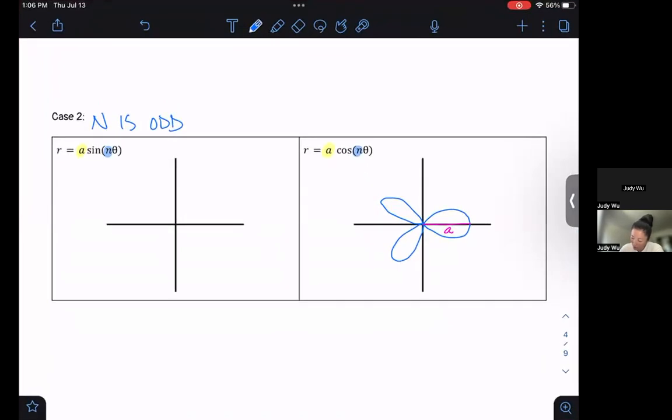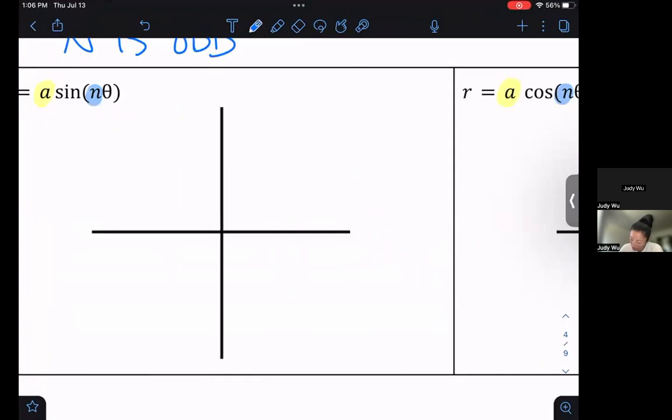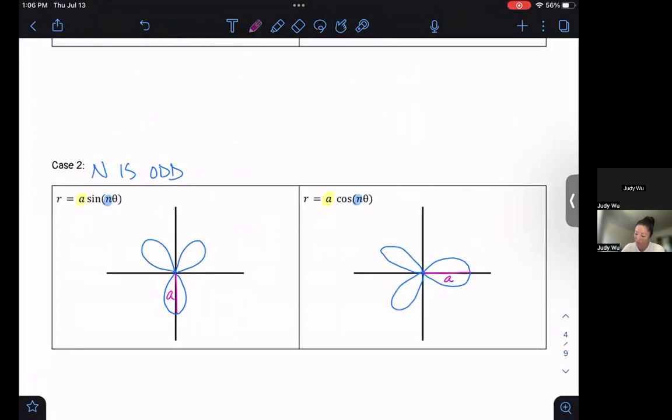So what does that mean? It means that our picture might look something like this. 1 petal, 2 petals, 3 petals, but that this distance is our A. Okay. Now, when n is odd, we actually only have n visible petals. We only see a certain number of petals.